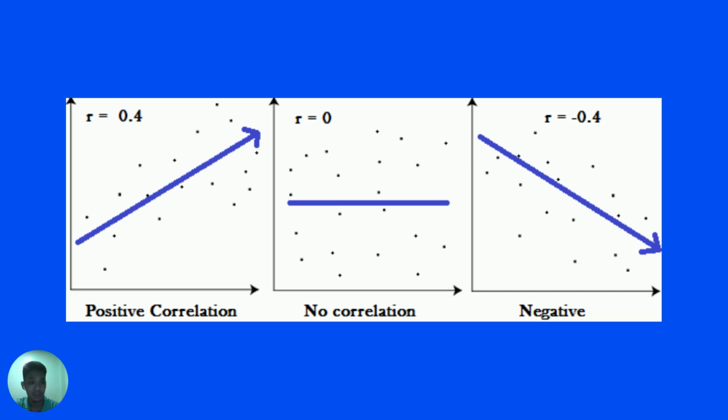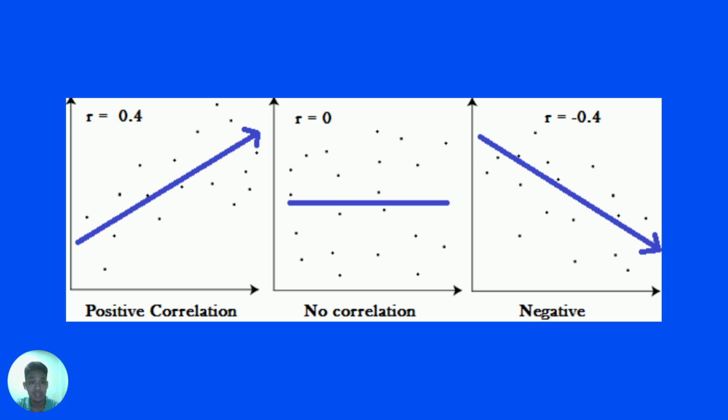So we have an example here. We have a positive correlation since R is positive, 0.4. Second, no correlation since R is 0, and this is a negative correlation since R is a negative value. So we have a problem here.